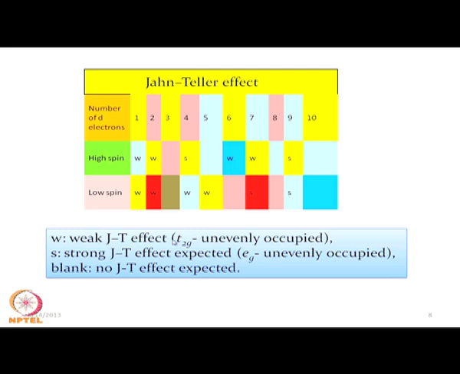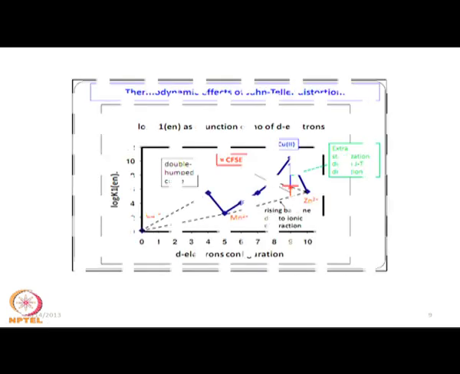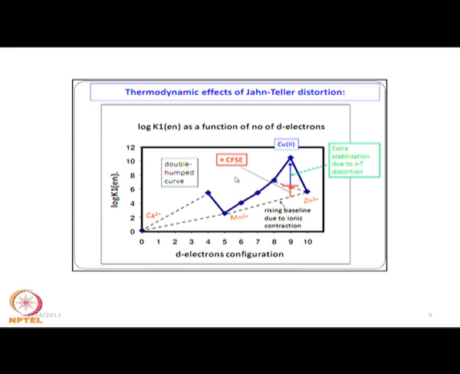So, we can get some effect, we can get some distortion, and some of these effects are stronger, as we see in the case of copper. The most renowned example is copper 2 plus, but in other cases the distortion is very small, and that also can be observed due to the different electronic transitions in optical spectroscopy. So, we can also have some idea about the effect due to the distortion.